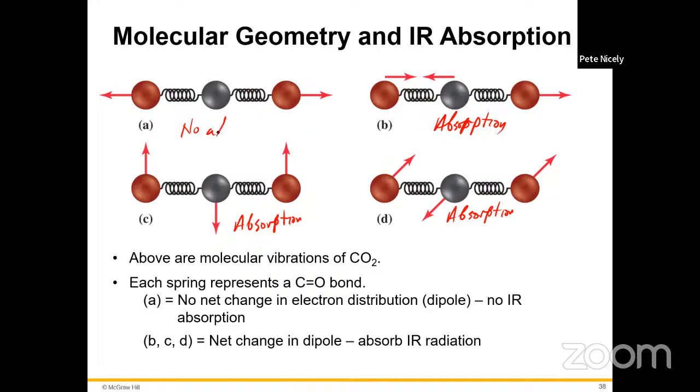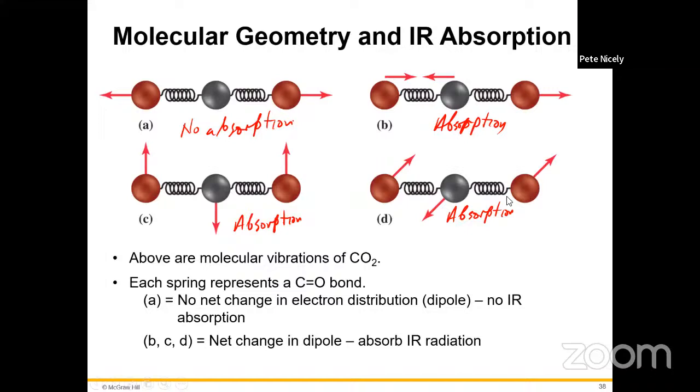Yes, sir. Wouldn't C be symmetrical as well? No, not exactly. Or is it because the center atom is also moving? Exactly. The central atom is moving down and the two oxygen atoms are moving up. So the result is not symmetrical. So if the center atom didn't move, then it would be no absorption.